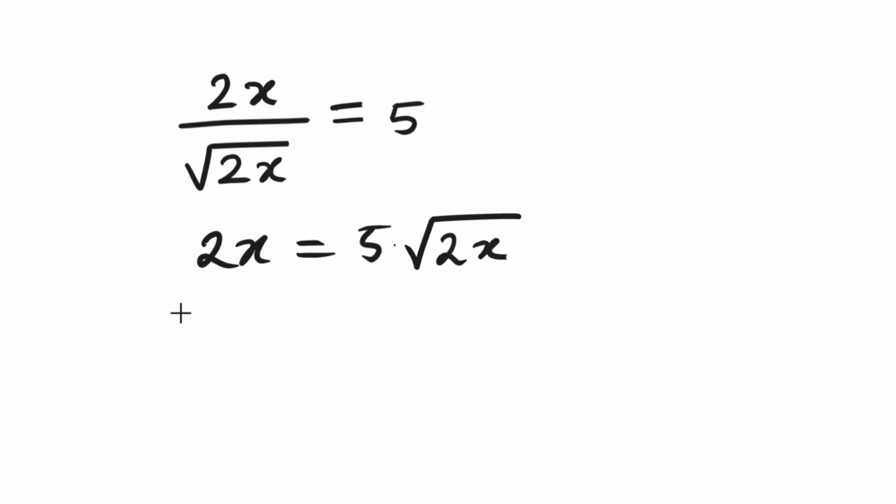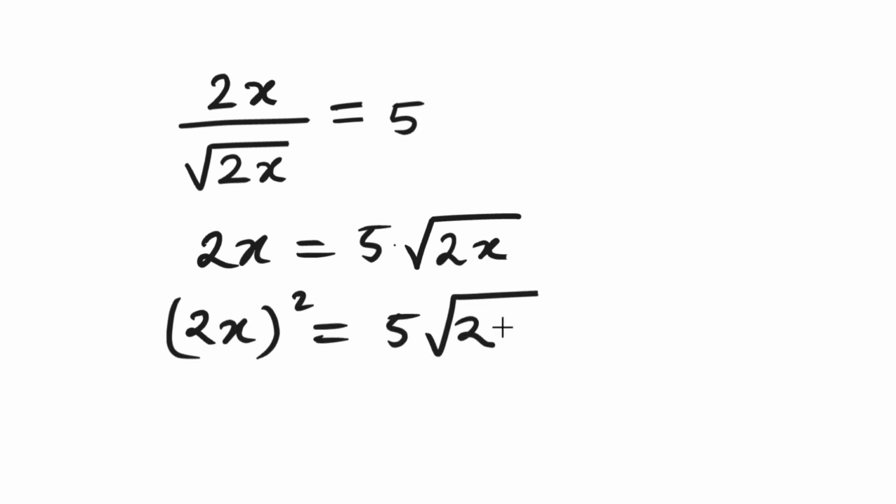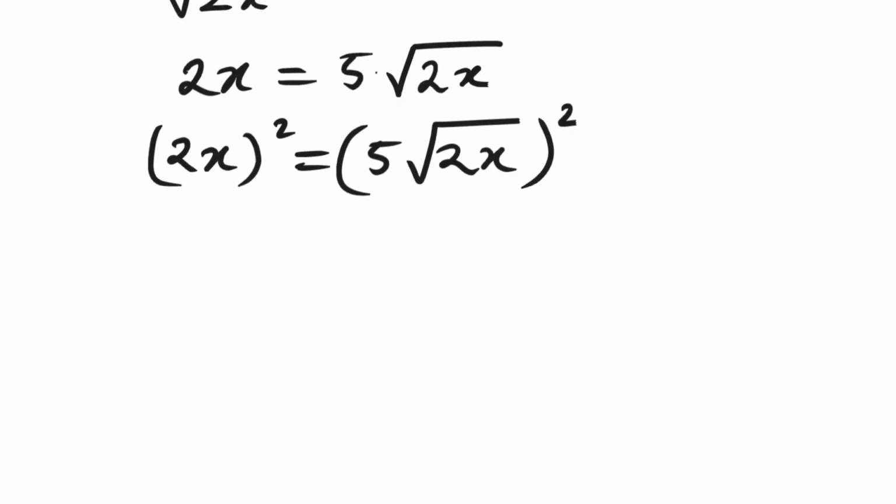Now our goal is to remove the square root, and the easiest way to do that is by squaring both sides of the equation. Remember, if two quantities are equal, then squaring both sides preserves the equality. So we have the quantity 2x whole squared equals the quantity 5 multiplied by the square root of 2x whole squared. Let's simplify each side.